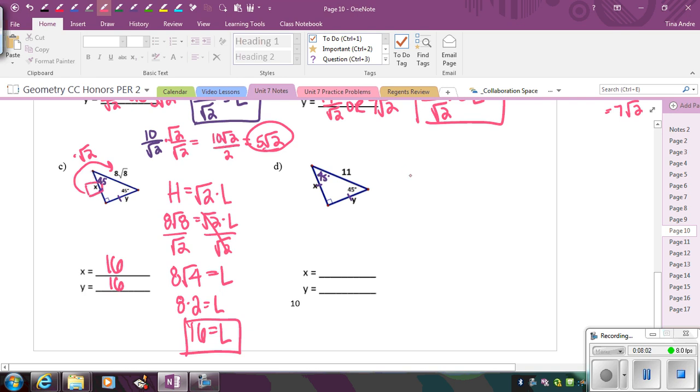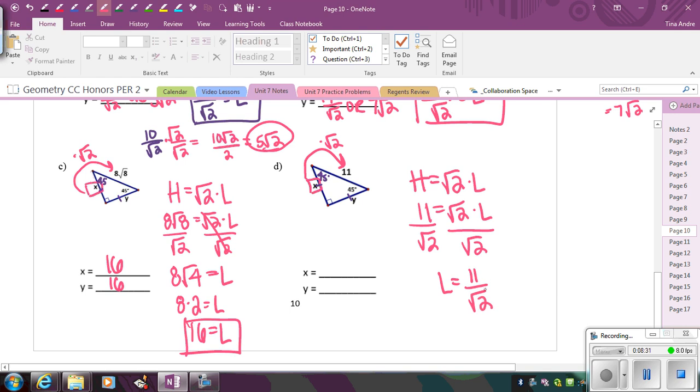And then for the last example here, again, to get from either one of the legs to the hypotenuse, it's times root 2. So if I'm going backwards, really what I'm doing is 11 divided by root 2, and that's going to give me x. Or you can write your formula, square root of 2 times the leg. So plug in 11, square root 2 times the leg, divide both sides by square root of 2. So you get the leg equals 11 over square root of 2. So that's an acceptable answer, but if we want to rationalize that, we would multiply top and bottom by the square root of 2.